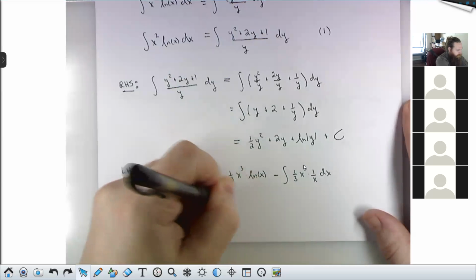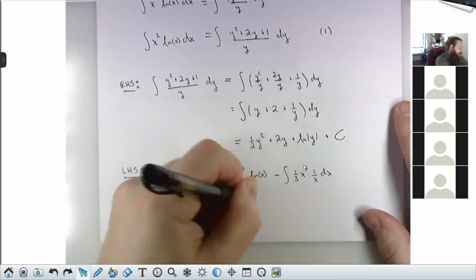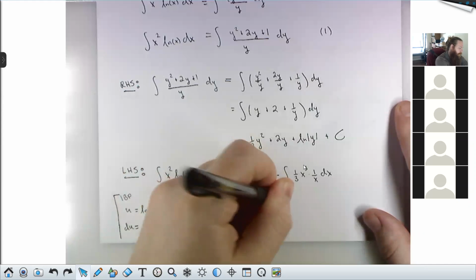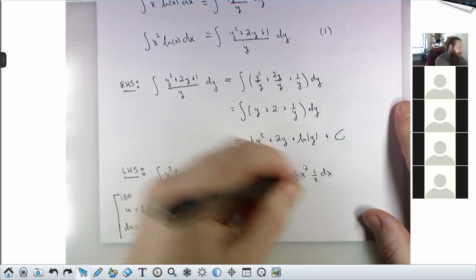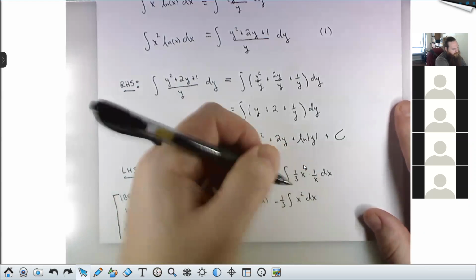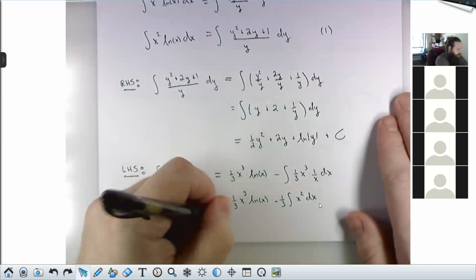So I'll write this and use good notation, right? Writing the whole thing here. I can pop out the 1/3, and then x cubed times 1 over x is x squared. So I get 1/3 x cubed natural log of x minus 1/3 integral x squared dx. Integral of x squared is 1/3 x cubed, so we'll have 1/9 x cubed plus C from this.